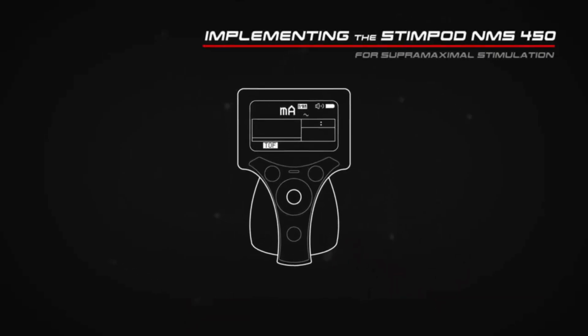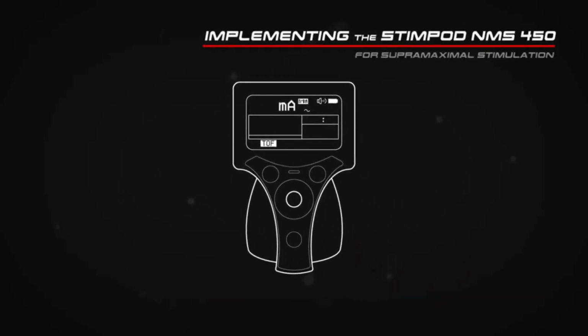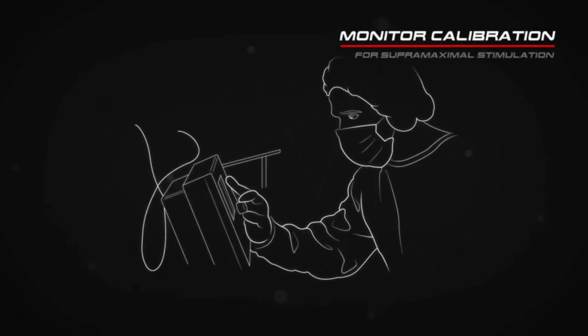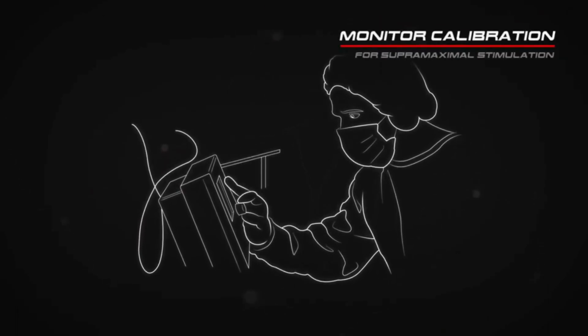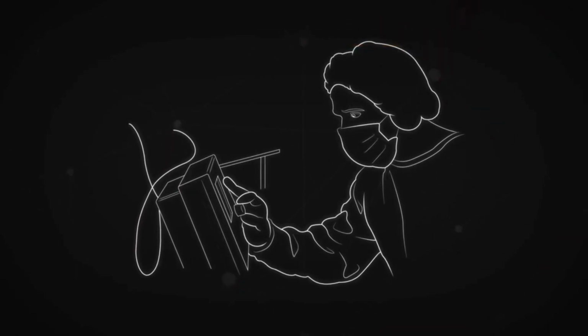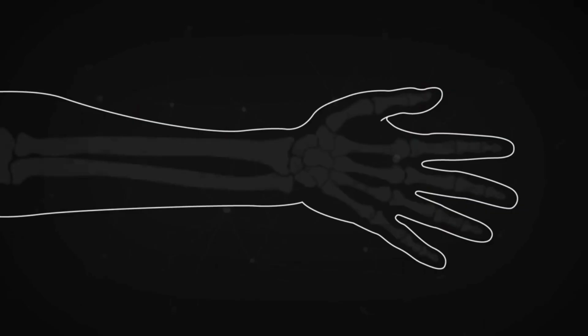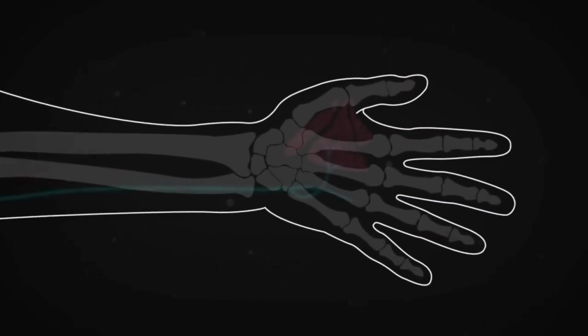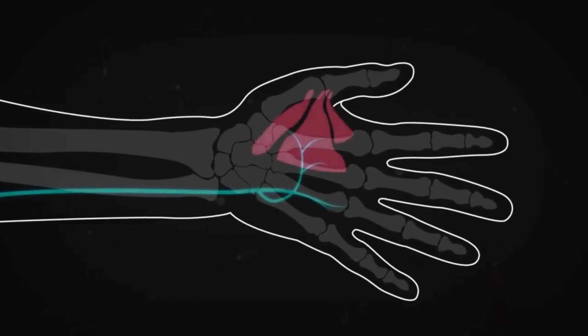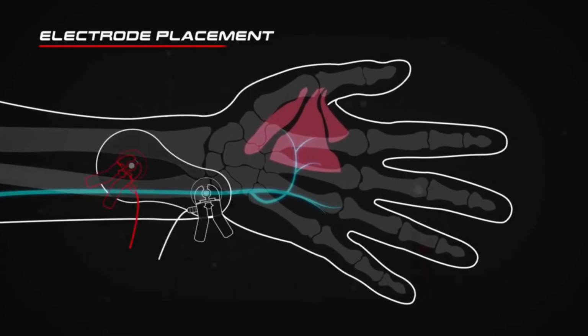Implementing the StimPod NMS 450 for supramaximal stimulation. Some monitors provide a calibration function which attempts to find the optimal supramaximal setting. However, this can often be time-consuming and inadequate. In order to be assured that supramaximal stimulation is achievable with the maximum current output of the stimulator, one needs to ensure optimal electrode placement.